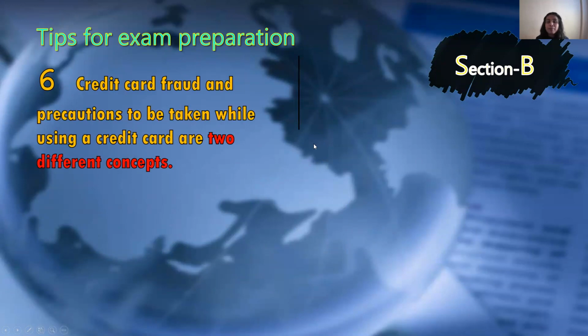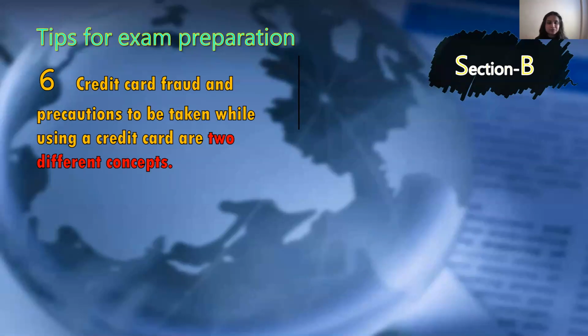Credit card fraud and precautions to be taken while using a credit card are two different concepts, students. It has been analyzed that students in the past have confused between the two concepts. Credit card fraud is a different concept, and the precautions that you must take while using a credit card is a different concept. So these are two different answers. When you're studying, understand it properly, so that when you're attempting a paper and you're faced with either of the two questions, you are well aware of what is expected of you to write.